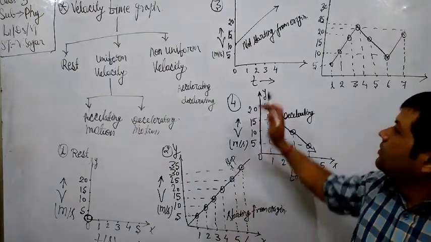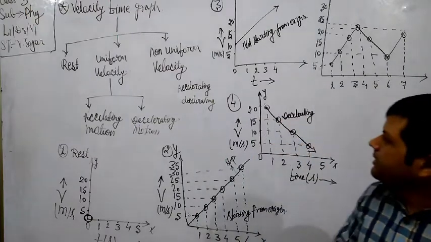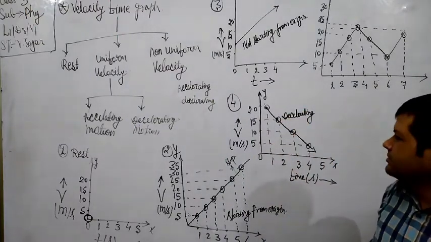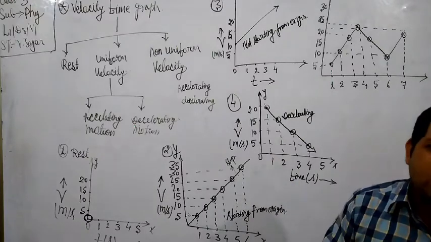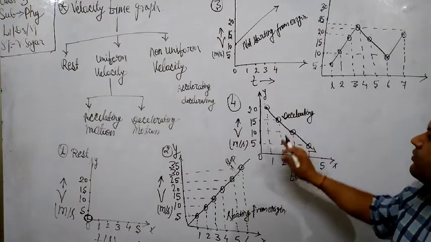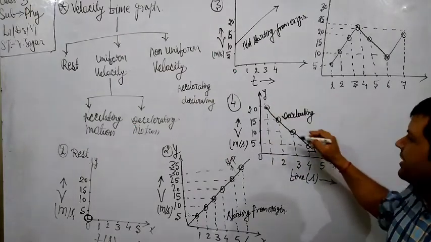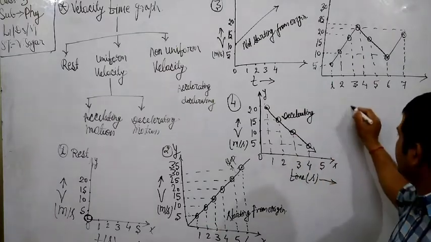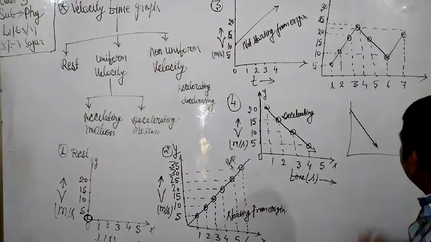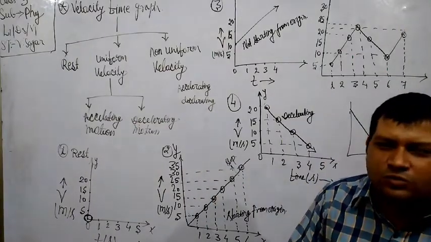Now this is the fourth case, the situation of retardation. Here we have plotted the graph that started from here and reached here. It indicates that the motion is retarded, right? Retarded motion, retarding or decelerating motion.